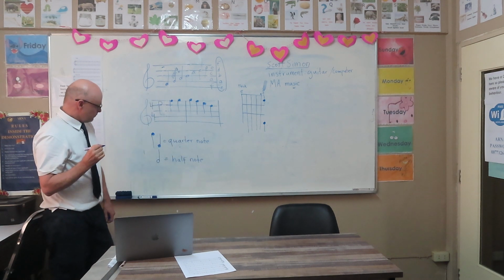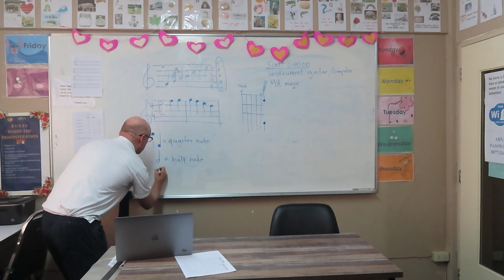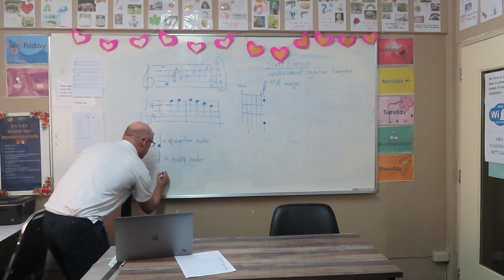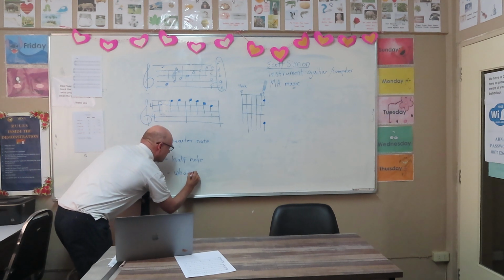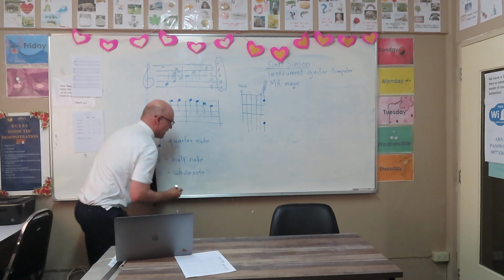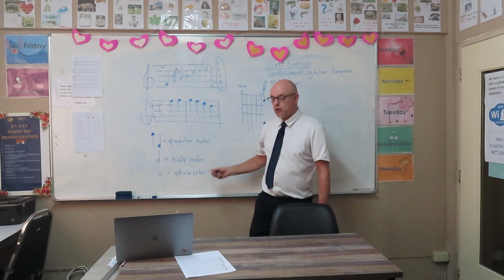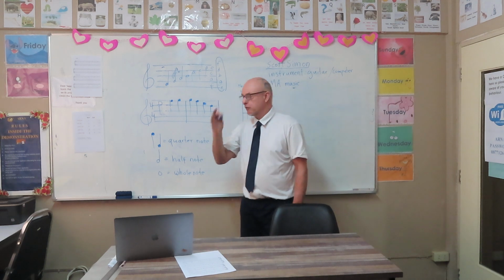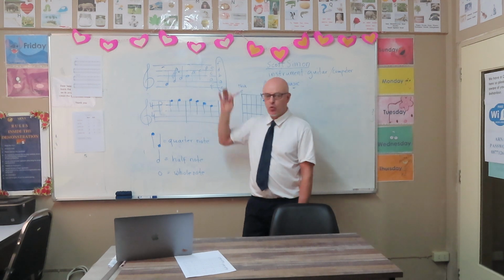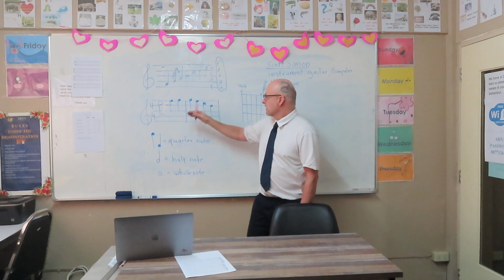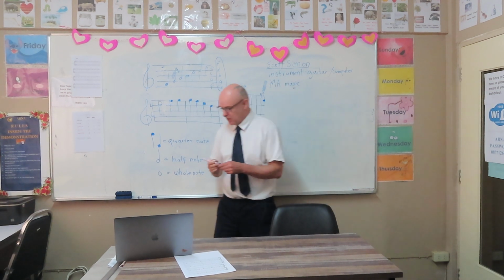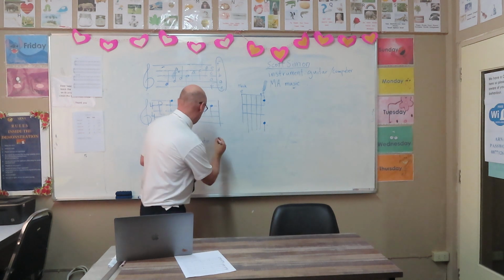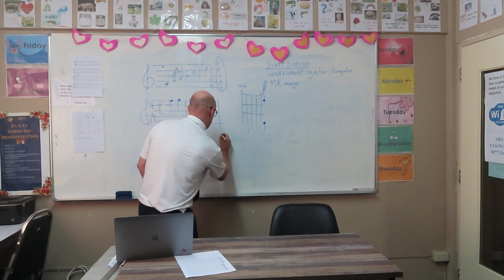From there we have a whole note down here. And that goes for 4 beats, so 1, 2, 3, 4. So if we had a whole note here, it would be 1, 2, 3, 4, 1, 2, 3, 4, rhythmically. Okay, so let's put this here.